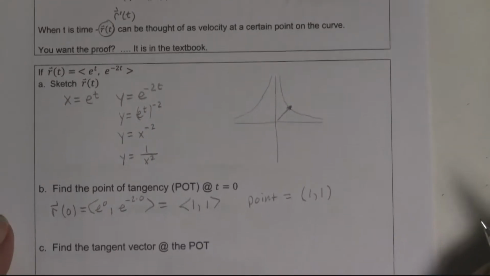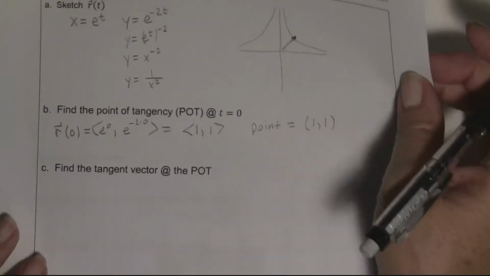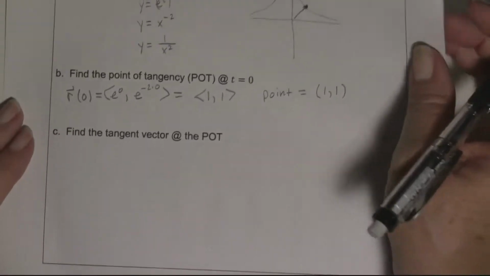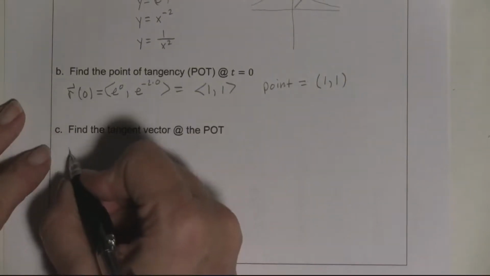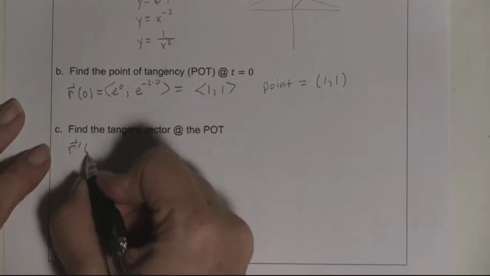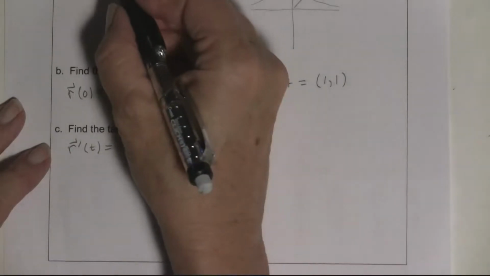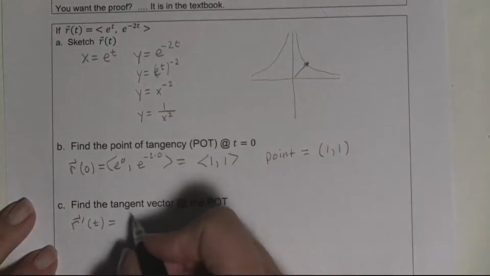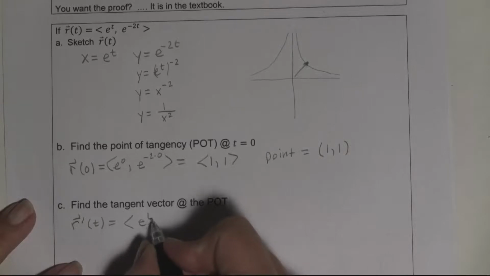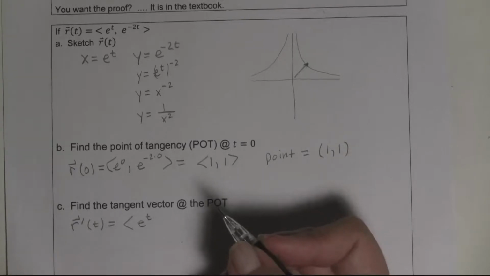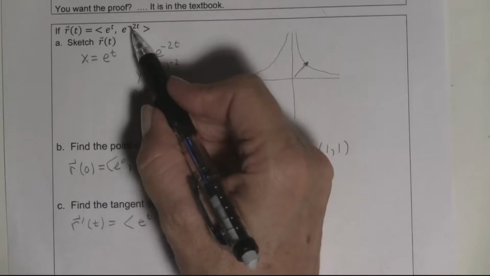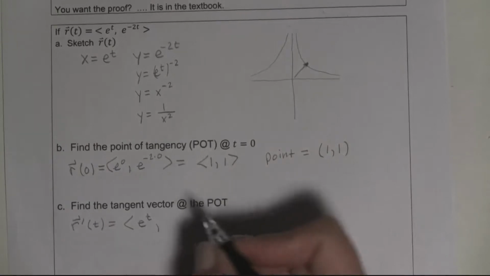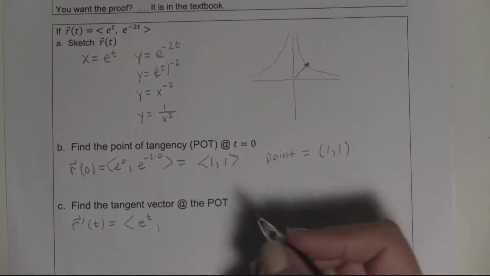And then find the tangent vector at the point of tangency. How you find the tangent vector is you find the derivative, r prime of our vector here. The derivative of e to the t is, good news, e to the t. You guys knew that. And do you remember what the derivative of e to the negative 2t is? I hope you're screaming at the screen, chain rule, chain rule. I got to use the chain rule.